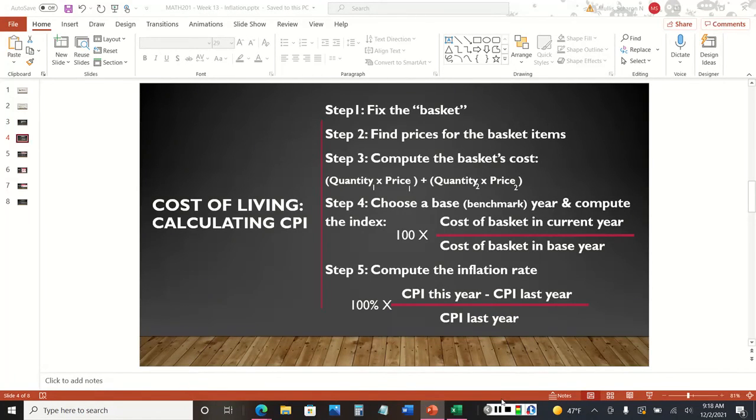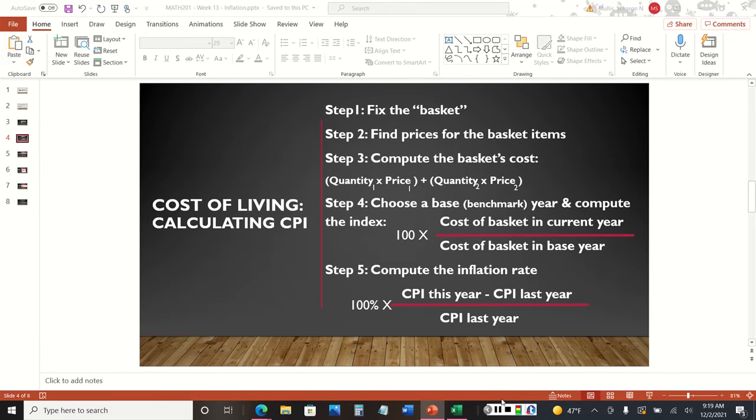When calculating inflation rate and consumer price index, we have to follow a few different steps and rules. These are the same steps that the government uses to figure out what the consumer price index is and what the inflation rate is.